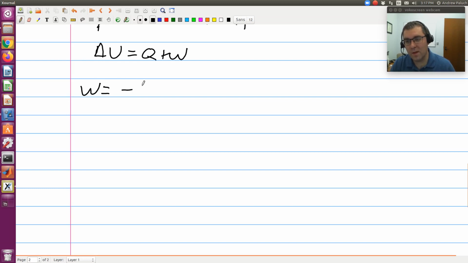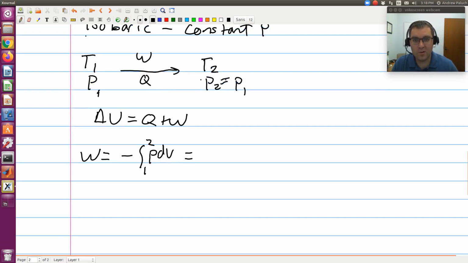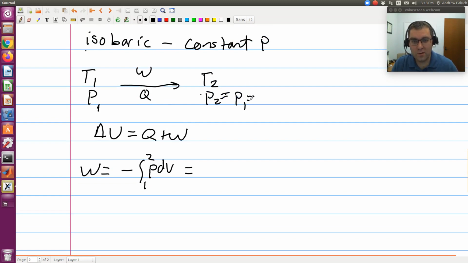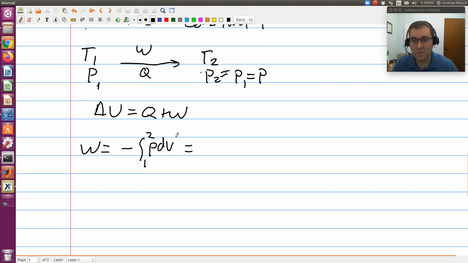So W is going to be the negative integral of P dV, where I'm integrating from my initial to final state. The key here for an isobaric process is that my pressure is constant, so I'll just bring my pressure out. Just to make my notes clear, I'm going to say P2 is equal to P1 is just equal to P. Let's just drop subscripts. So W is the negative integral from 1 to 2 of P dV.